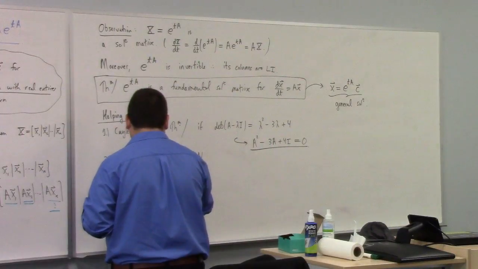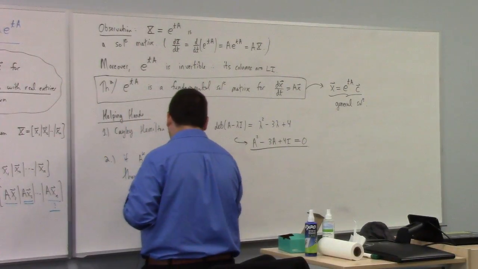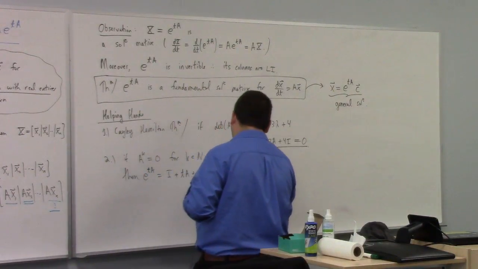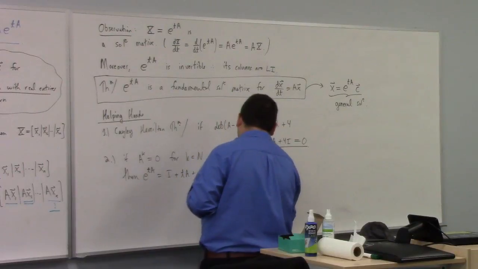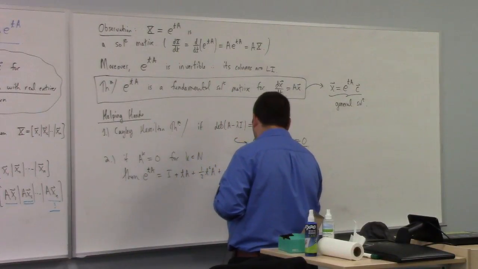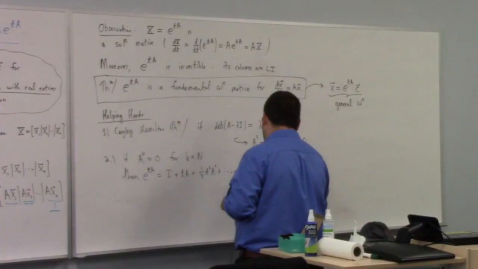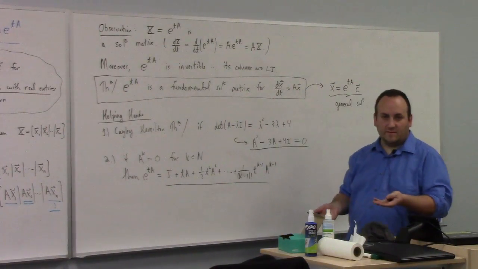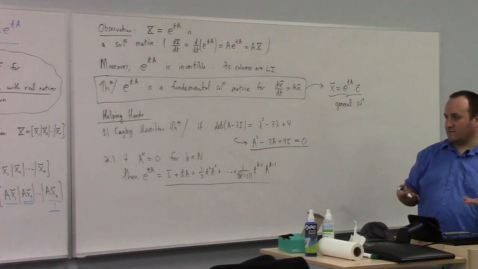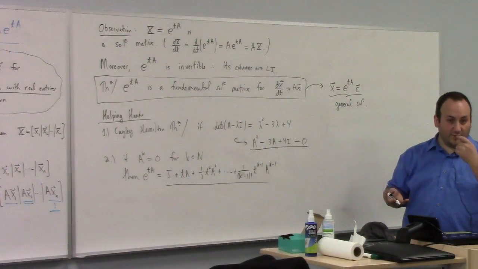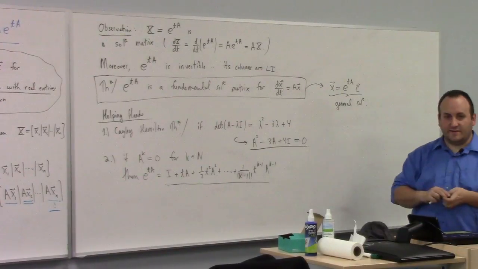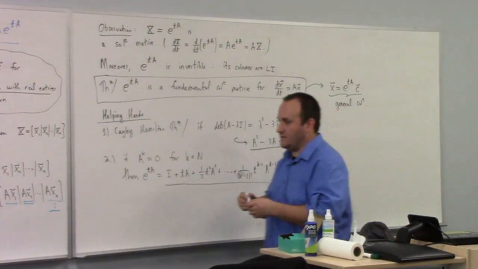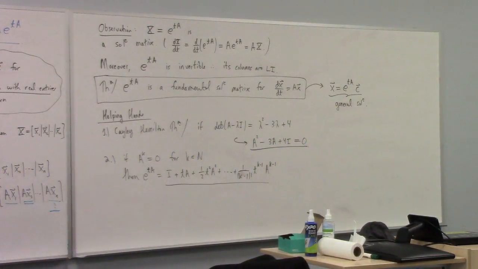then e^(tA) is equal to what? I plus tA plus 1/2 t squared A squared, up to 1 over (k minus 1) factorial t to the k minus 1, A to the k minus 1. And that's a finite calculation. So if it happens to be that the matrix powers to 0 at some point, then you can just calculate the matrix exponential by a finite sum. There are matrices like that. These are called nilpotent matrices.